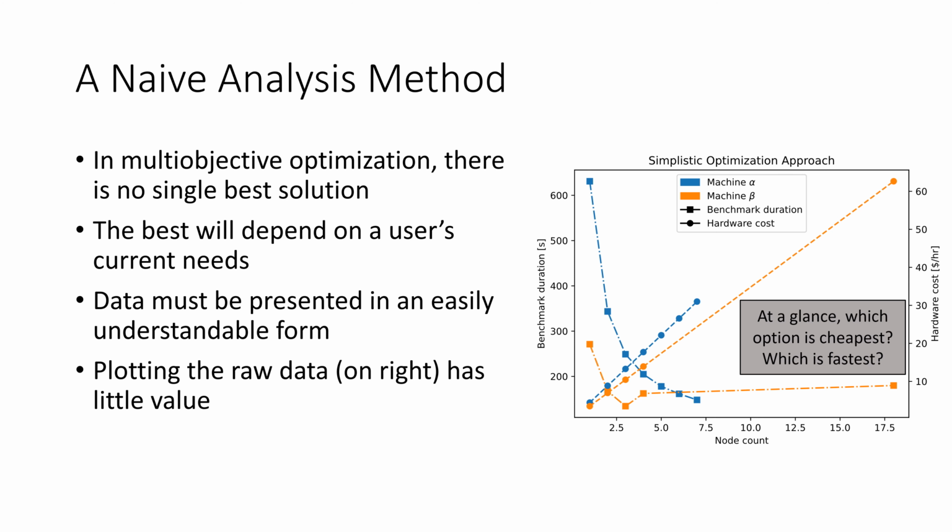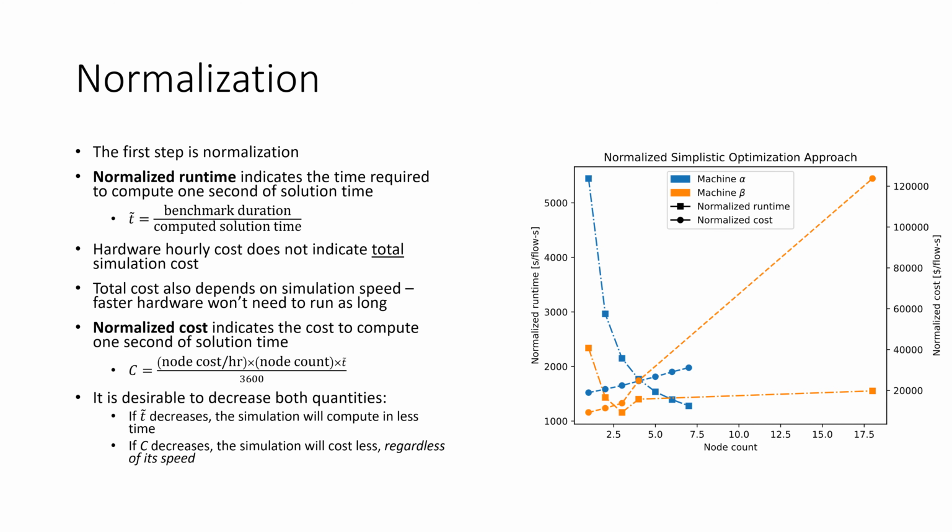So to try to clean this up, the first thing we're going to go through is normalization. The first variable we're going to create, we call the normalized runtime. The normalized runtime indicates the time required to compute 1 second of solution time. So it's just this ratio of the benchmark duration, the number of Earth seconds that elapsed in the benchmark, divided by the computed solution time. So, if your benchmark took 10 seconds and it computed 1 second of solution time, that value would be 10.